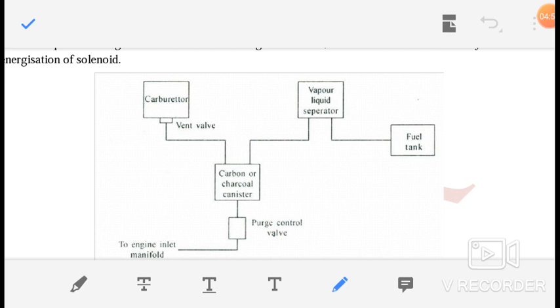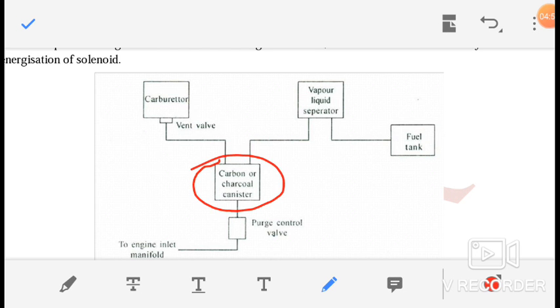Here you have, this is the important part. It is fitted with a purge valve and two lines which are connected to this particular canister.